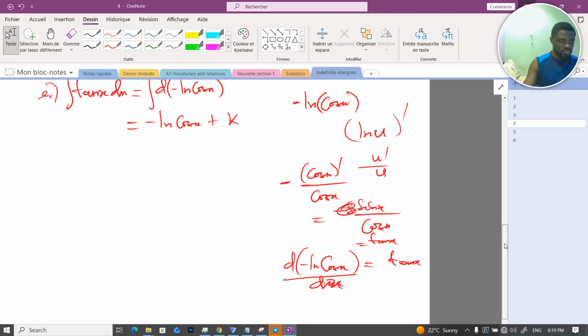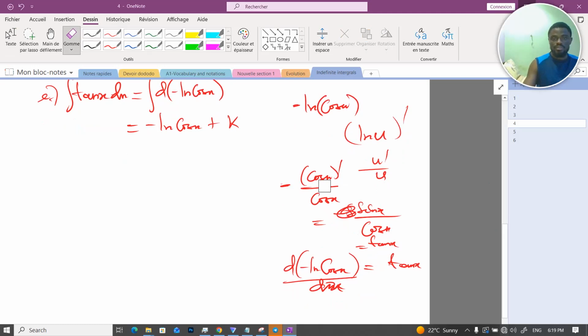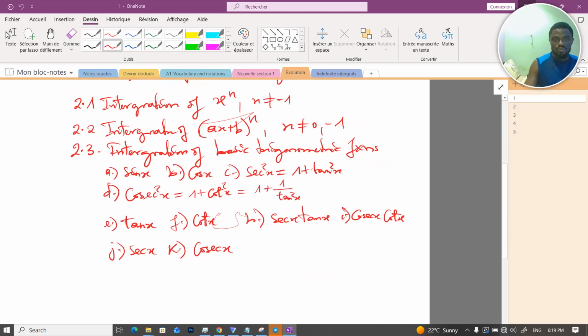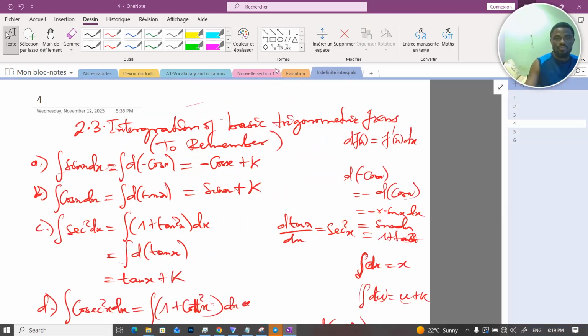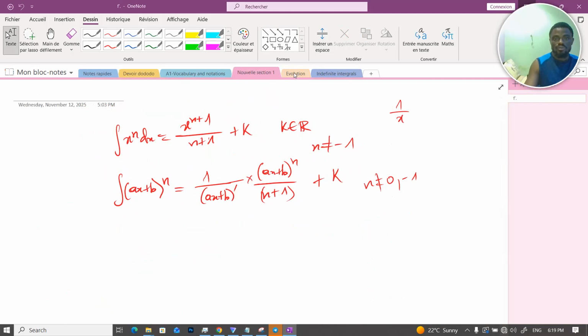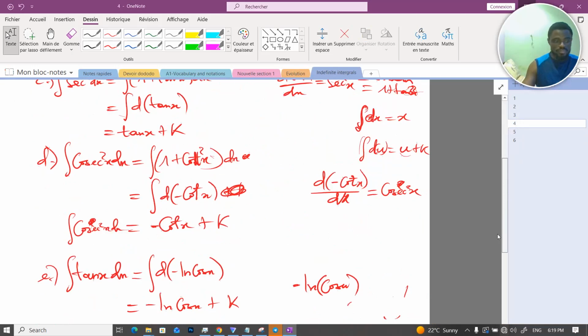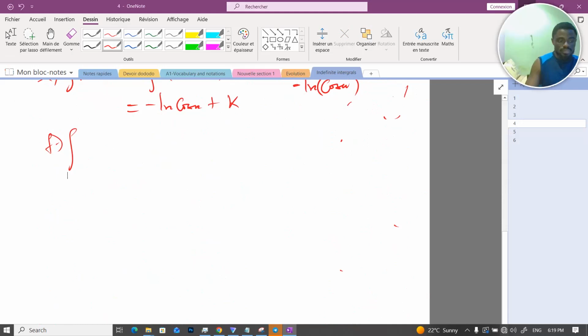So the next integral we shall see, let me wipe this for me to have more space. Okay, the next integral we're going to see, f, will be the integral of cot x dx.